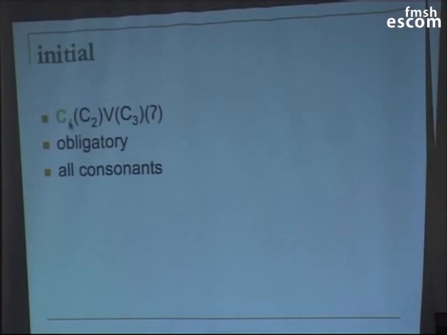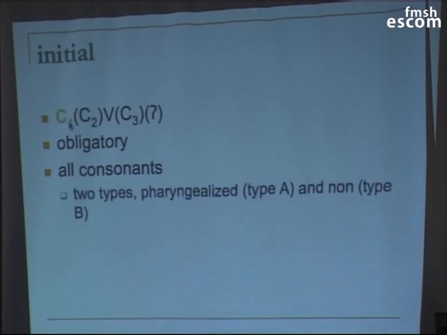So, let's begin with the initial, C1 here. It was obligatory, and all consonants of Old Chinese could occur in that position. And the important thing to know about Old Chinese initials was that there were two types: 34 consonants in each type, very parallel. Okay, type A and type B.